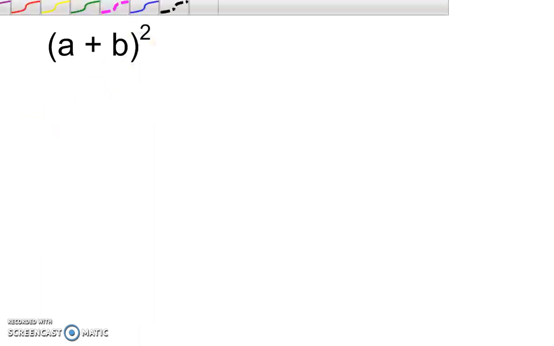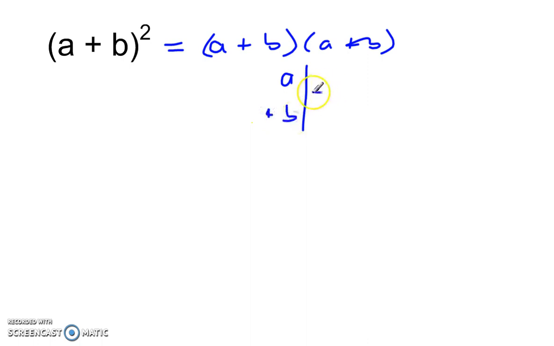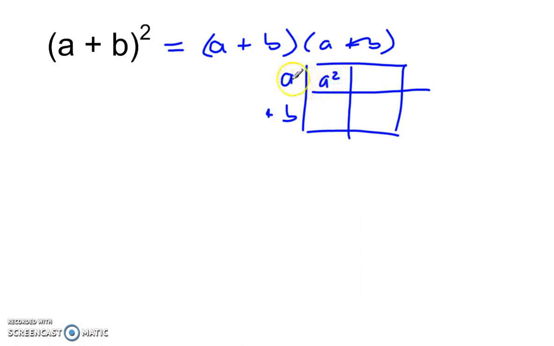So, for example, if you have a plus b in parentheses squared, so you have the square of the sum, then you have a plus b times a plus b. Now, if we were to use the box method, put a there, plus b here. All right, we'll make a little box. Here we have a squared. A times b is ab. B times a is ab. And then here we have b squared.